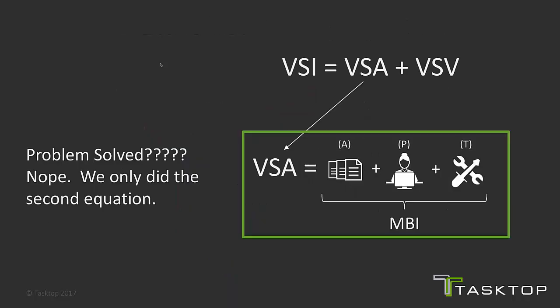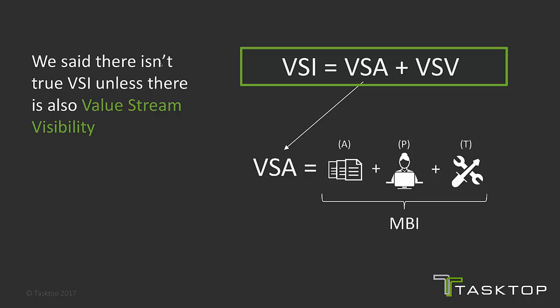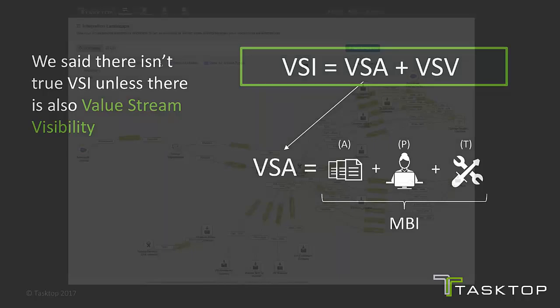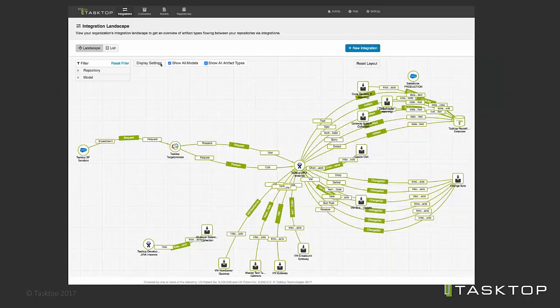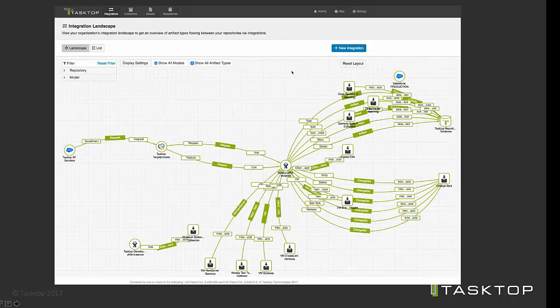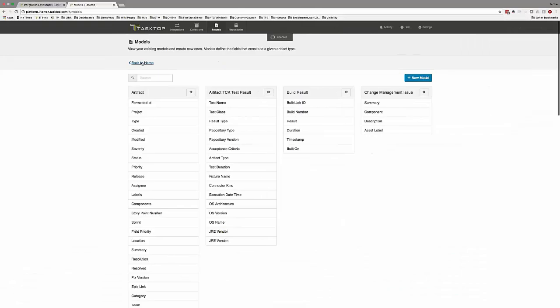So was our problem solved? You might say yes, but no. We had only tackled the second half of the equation. And so there isn't true value stream integration unless there's also value stream visibility. And so I'm going to go back into our tool, into Hub.